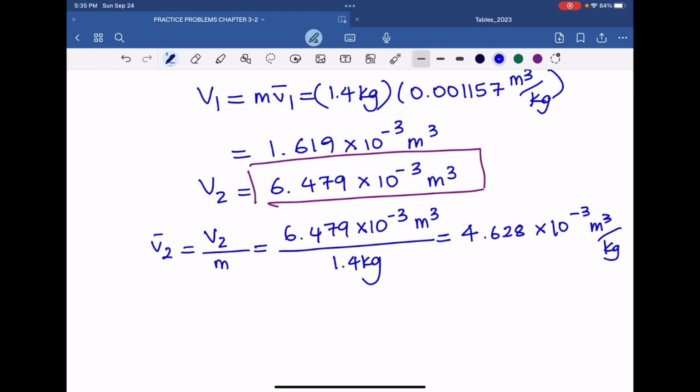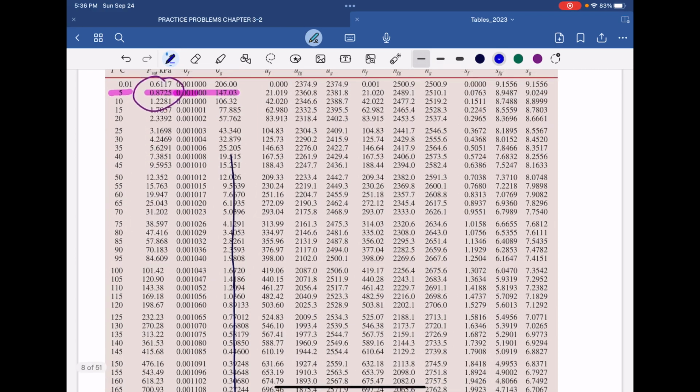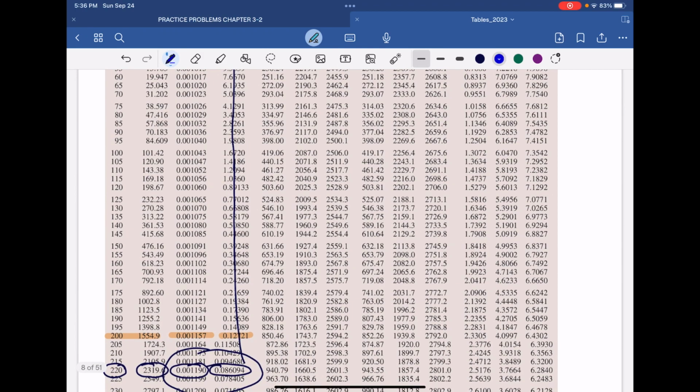Okay, and we also know we have a saturated vapor. That means that the specific volume should be equal to the specific volume of the saturated vapor. This will help us to figure out what the temperature actually is. So let's take a look at table A4.